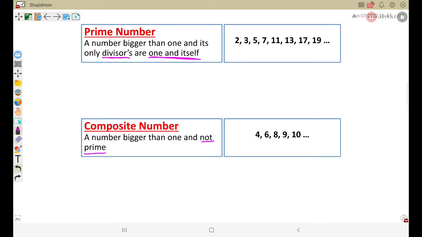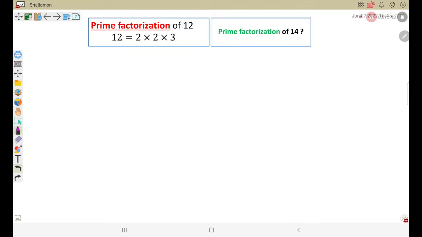Those are prime numbers. 4, 6, 8, 9, 10 and numbers like that are composite numbers. So I hope you understood the meaning of prime number and composite number. Now we will go to prime factorization.